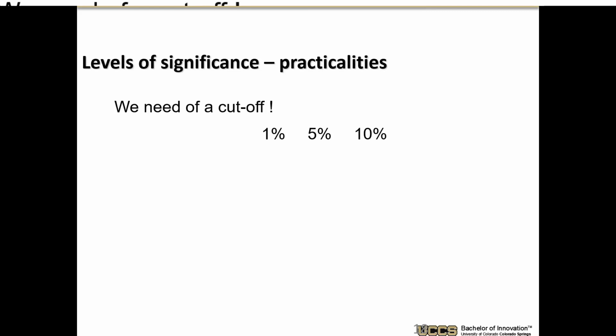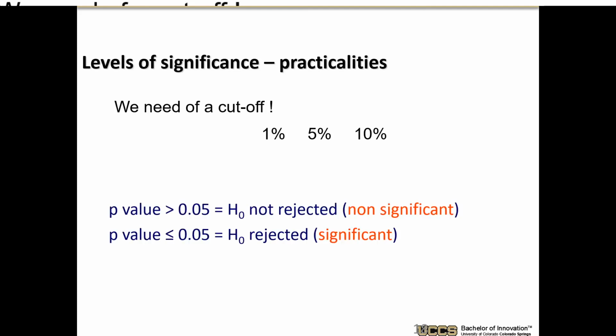The most common: greater than 0.05 is considered not significant, H0 is not rejected, and below 0.05, H0 is rejected. But sometimes we'll do this with 0.01, depending on the situation. So if I ran 100 experiments and I used 0.05, what do I expect? I expect to be wrong 5 times out of 100.